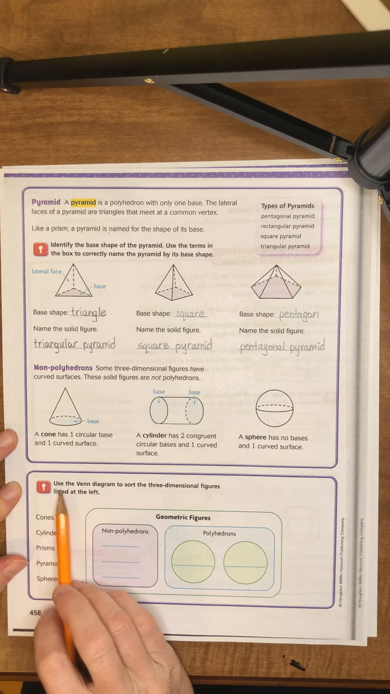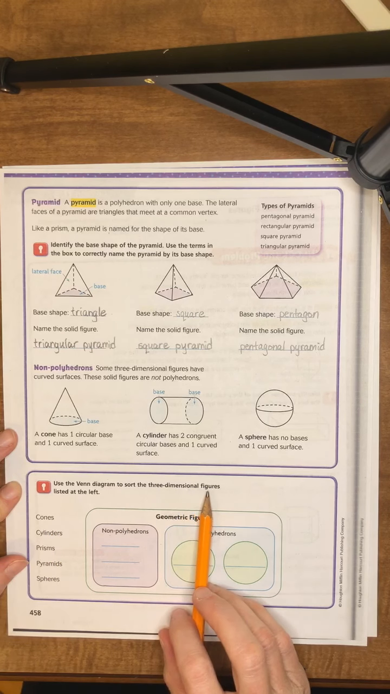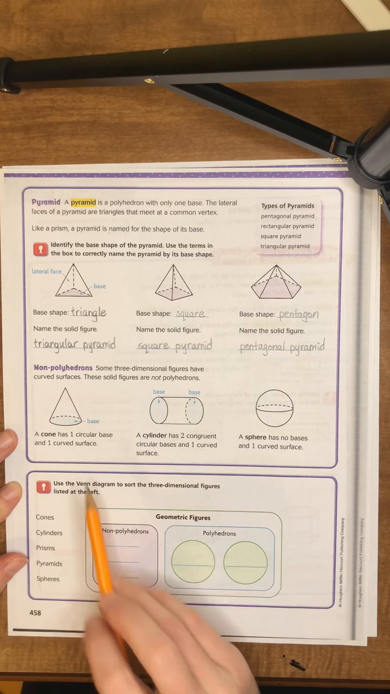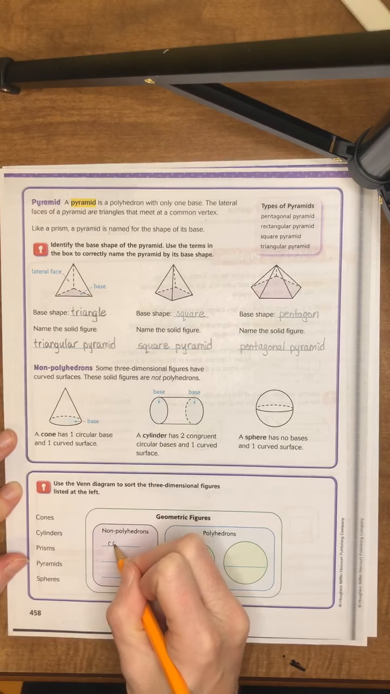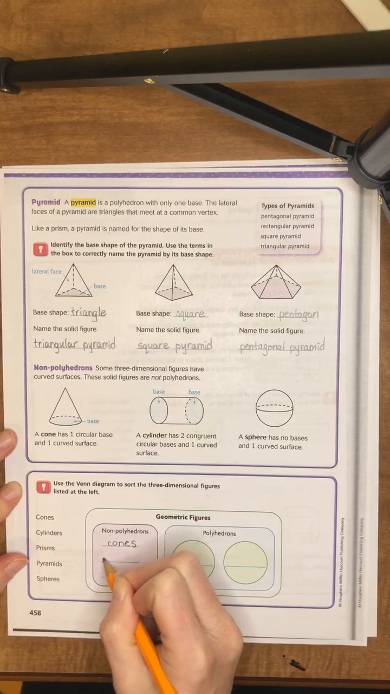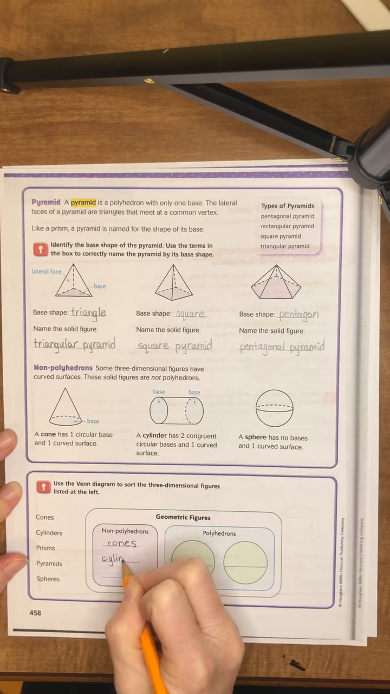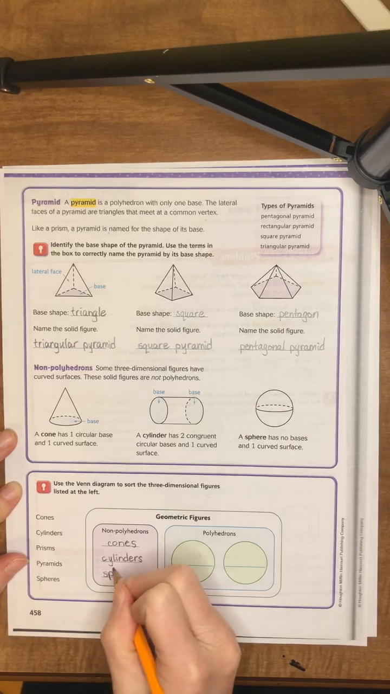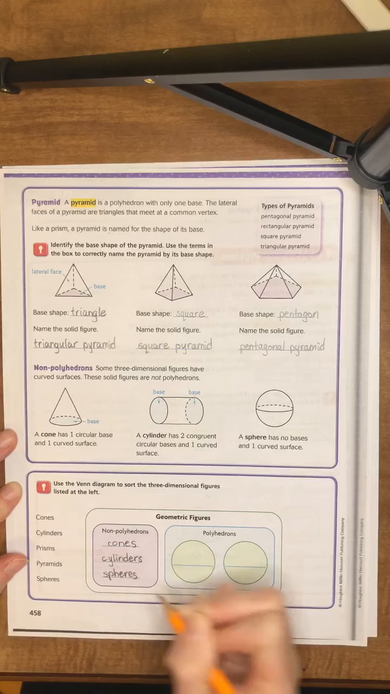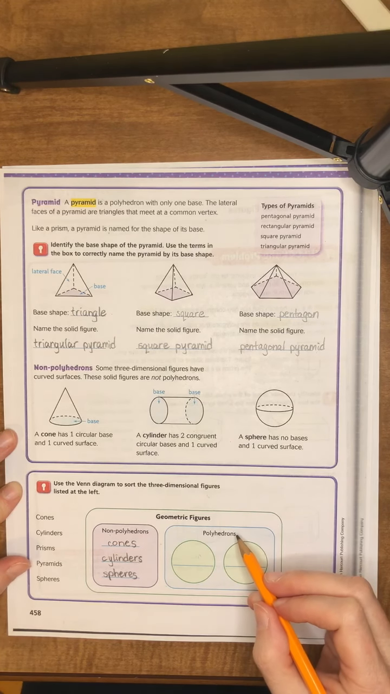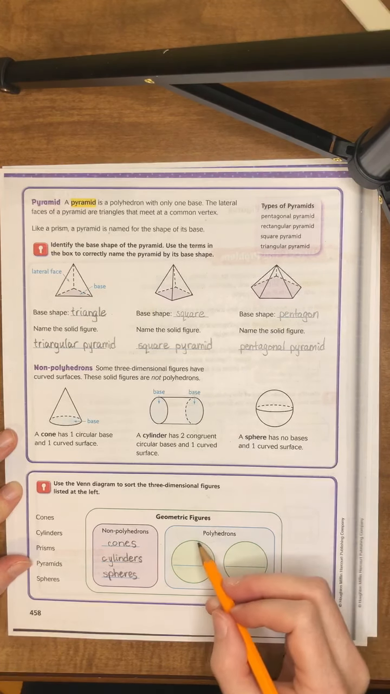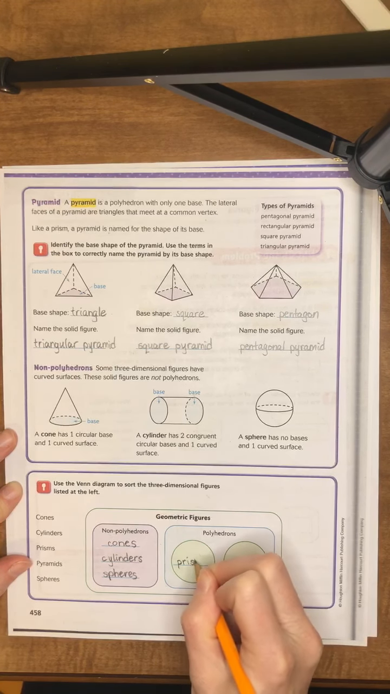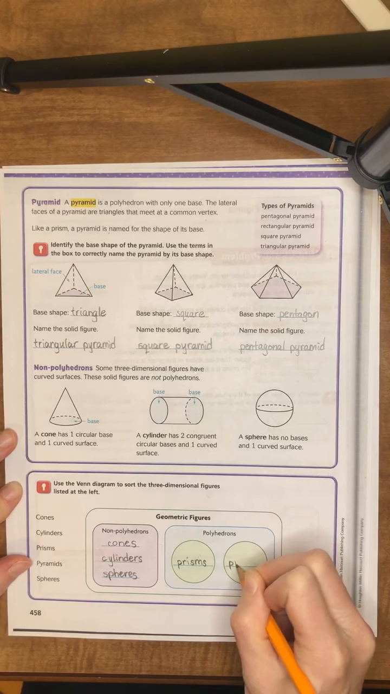Use the Venn diagram to sort the three-dimensional figures listed at the left. So our non-polyhedrons are just what we talked about earlier. So they would be cones, cylinders, and spheres. The two main groups of the polyhedrons were prisms and pyramids.